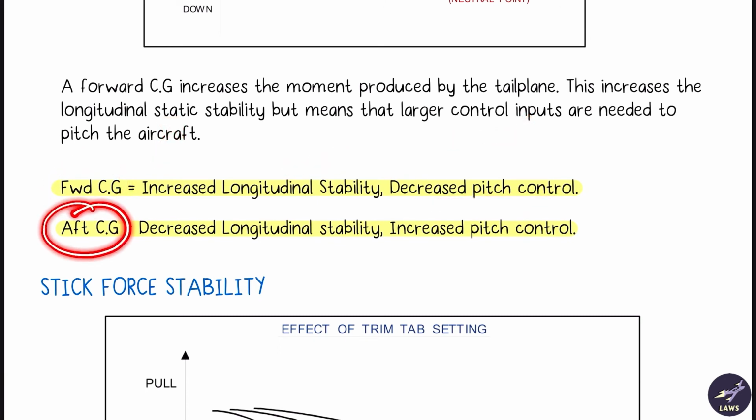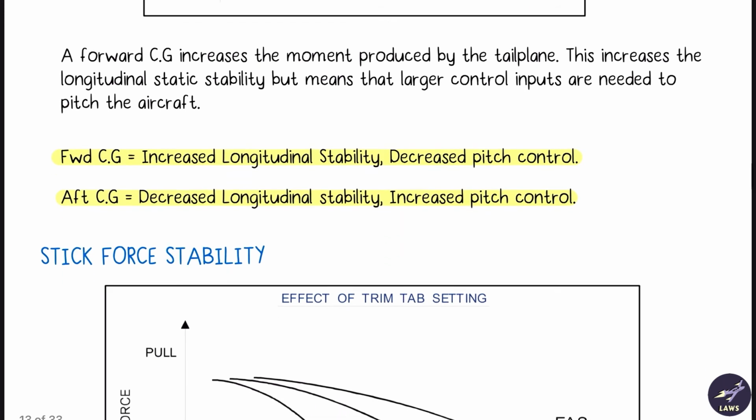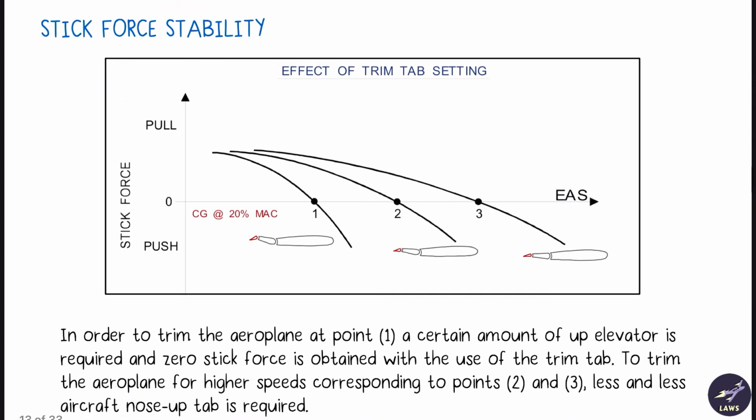Aft CG reduces longitudinal stability, but this aft CG requires lesser elevator deflection to pitch the aircraft up, which means increased pitch control. Okay. Next is stick force stability.